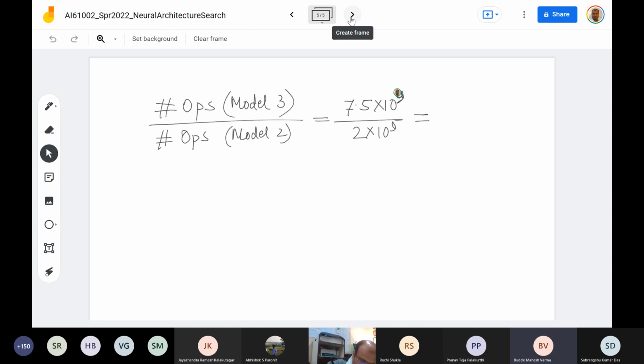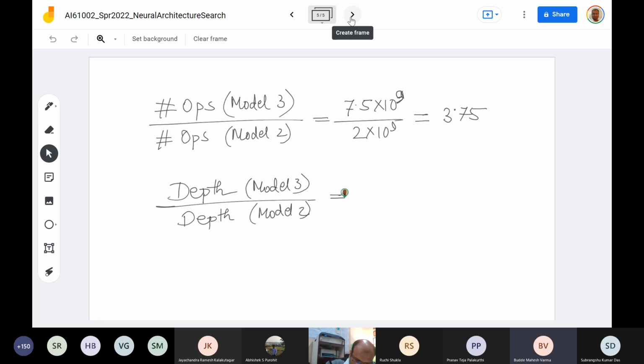No, sorry, so 3.75. Now if I look at the ratio of depth of model 3 to model 2, that is 3 divided by 2. What is this? 1.5. Okay. So I'm not exactly seeing much of a match if you clearly look over here.